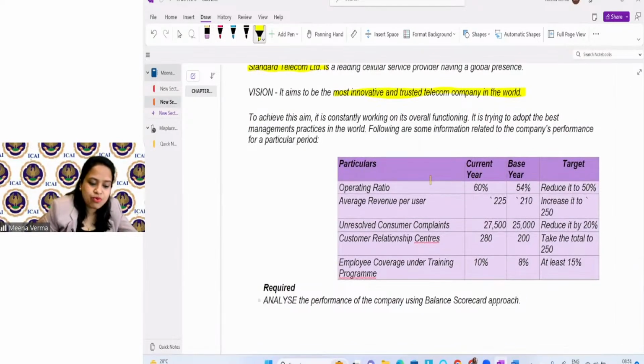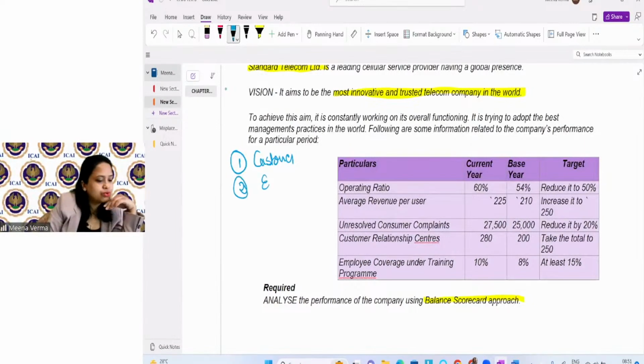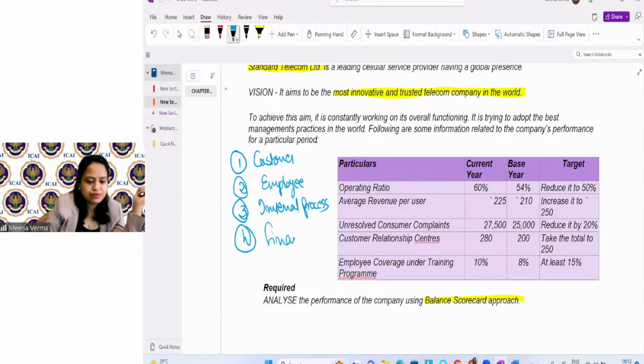Now, what is the question? Analyze the performance of the company using balance scorecard. When you are analyzing using balance scorecard, we consider 4 points. First, customer. Second, employee, learning and growth. Third, internal business process improvement. And fourth is financial goals. These are the 4 things which we measure in the balance scorecard. ठीक है, balance scorecard के अंदर we consider these 4 things.